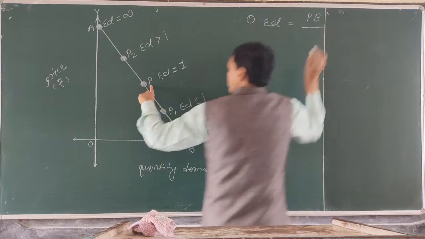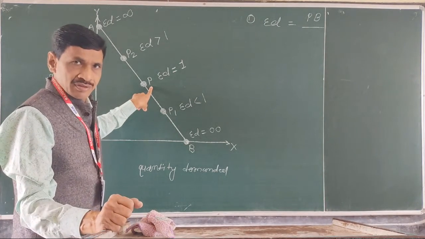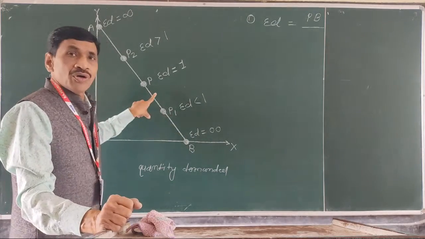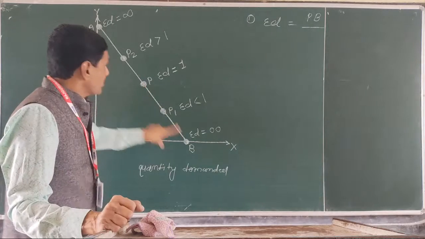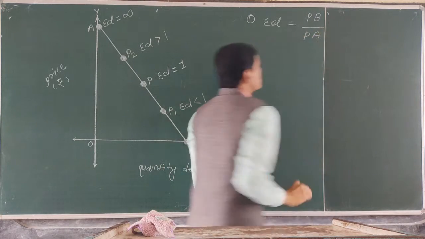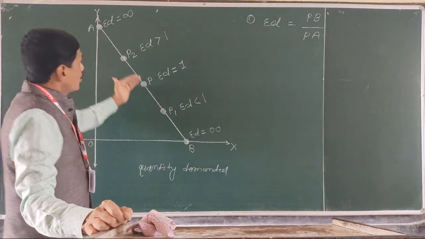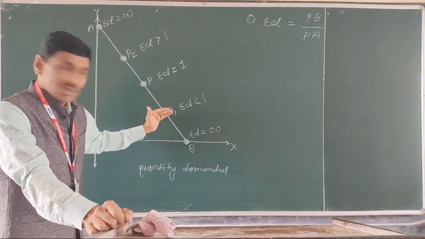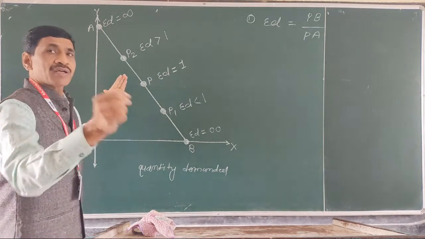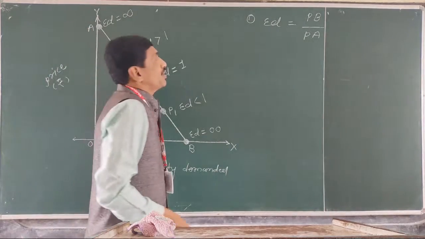ED is equal to PB, the lower segment on the demand curve below the given point, upon PA. The formula is L upon U, where L means the lower segment on the demand curve below the given point, and U means the upper segment on the demand curve above the given point. So PB divided by PA.